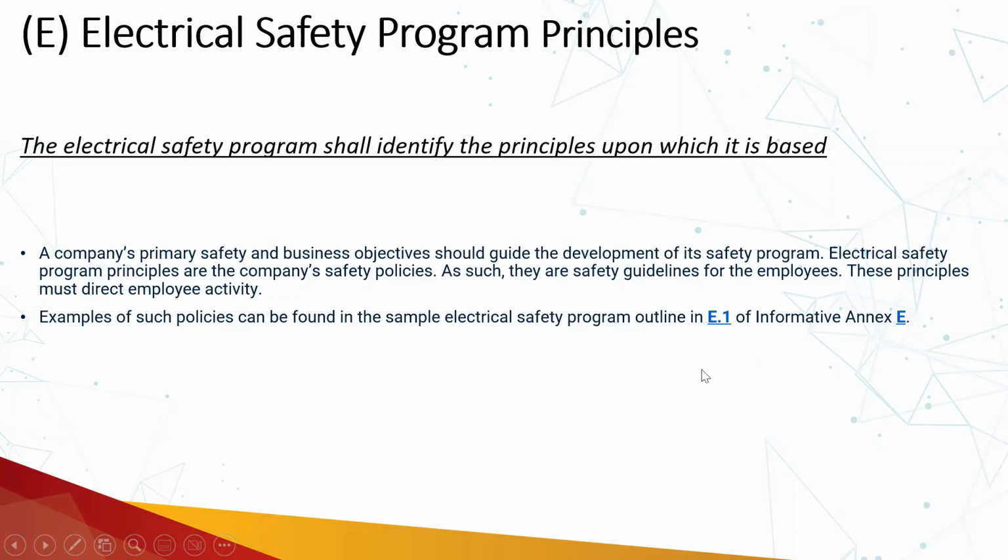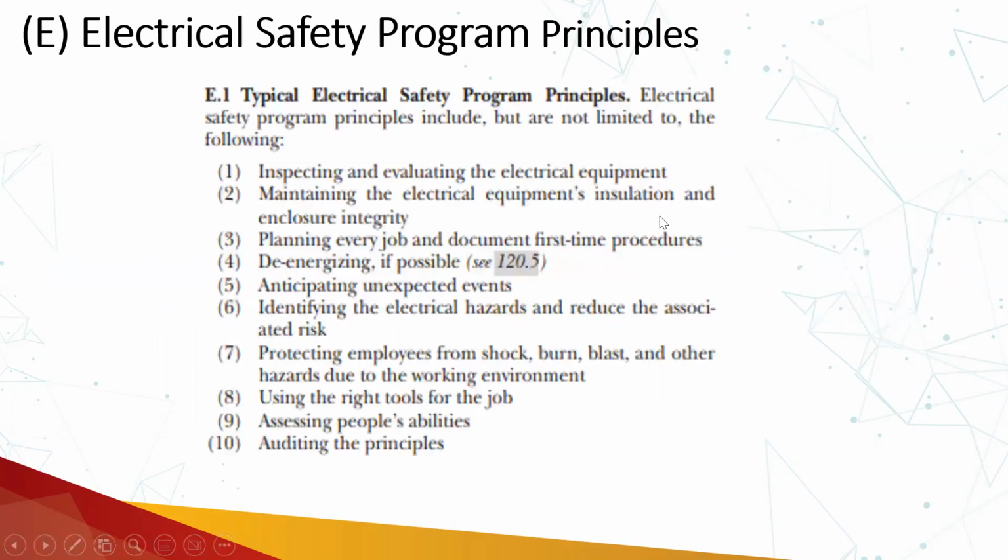So just think of the electrical safety program principles as basically the points which are setting the tone or the direction for the development of the company's complete electrical safety program. Some examples of the principles which they have included as a part of development of the policies are inspecting and evaluating the electrical equipment. This basically complies with the inspection part, which we saw earlier in our electrical safety program.